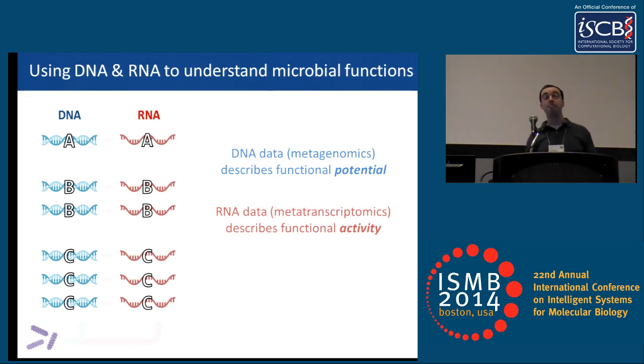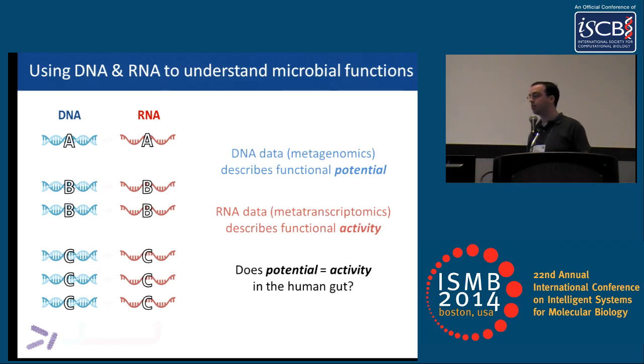If potential and activity are the same, then we'll end up seeing a picture like this, where the relative abundance of each of these functions will be the same at the RNA and the DNA levels. If we were to plot them against each other, we would see a nice line, barring noise and so forth. And so that's our question. Does potential equal activity in the human gut? So what do we actually see?